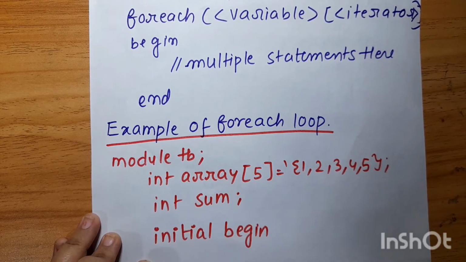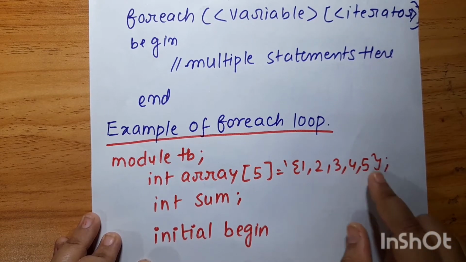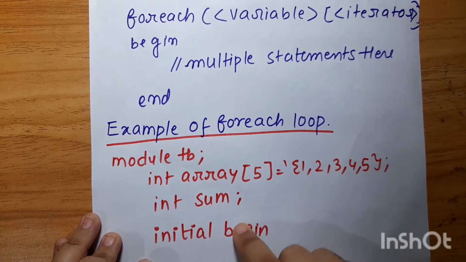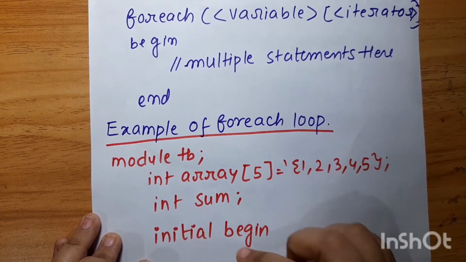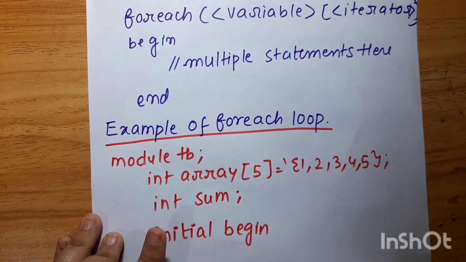Now inside the module TB I have an array declared, int array[5] is equal to tick inside the curly bracket 1 2 3 4 5, then semicolon. Int sum semicolon. This is another variable declared. It is not defined. The default value would be 0 because of int type. Initial value, the default value of int, is 0.